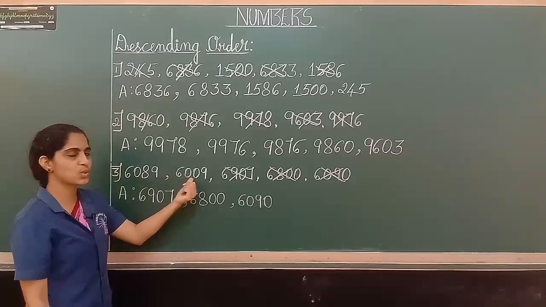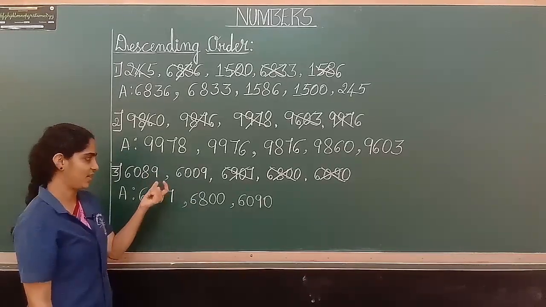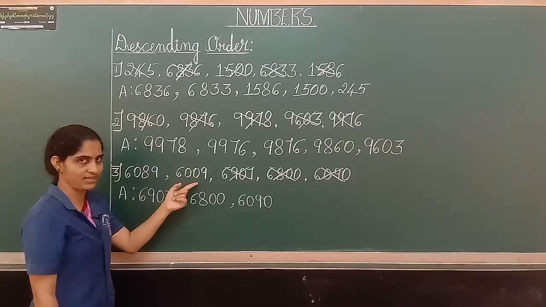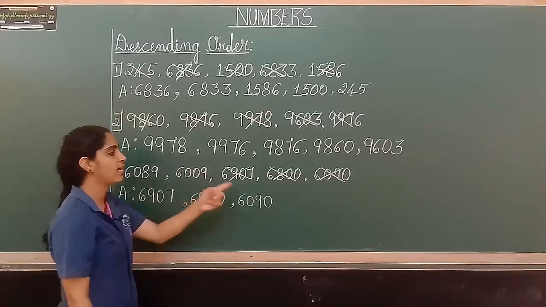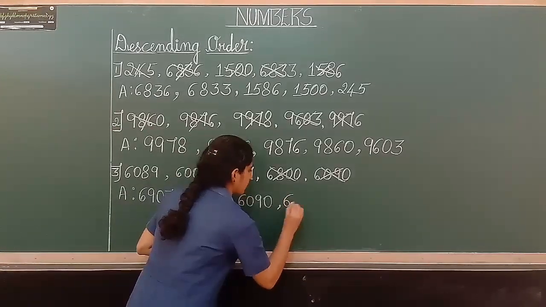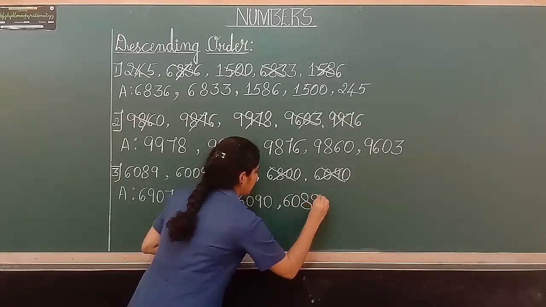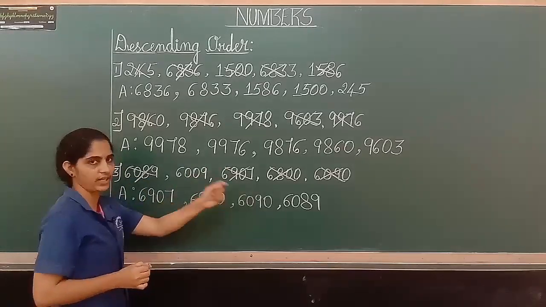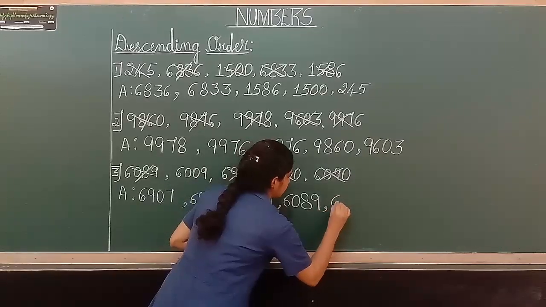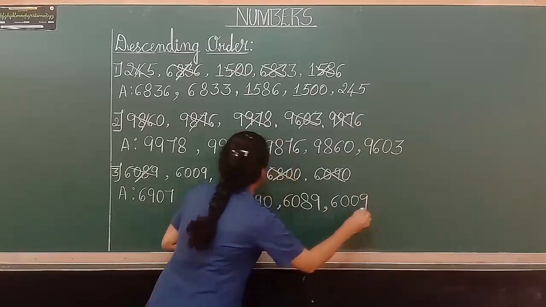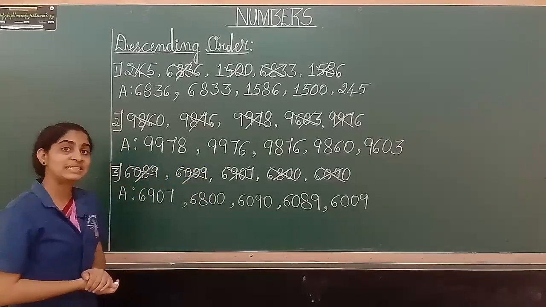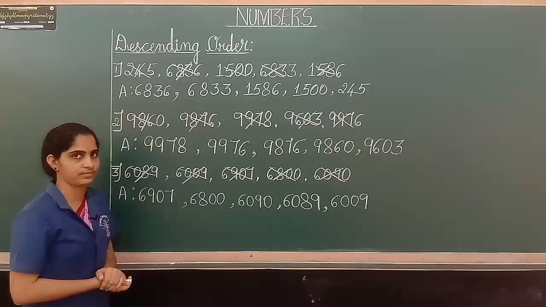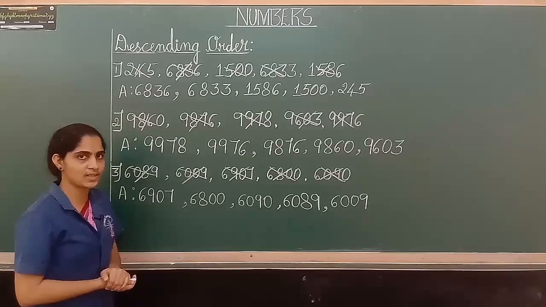Now, when you compare these two numbers, which is the greater number? When you compare the digits, we can make out that this is greater than this number. Right? So this number we have to write next. And the remaining number is 6009. That we have to write at the end. So these are the examples to arrange the numbers in descending order. I hope you understood this concept.